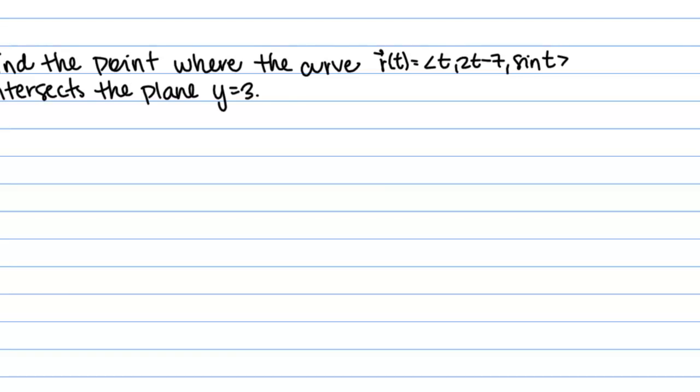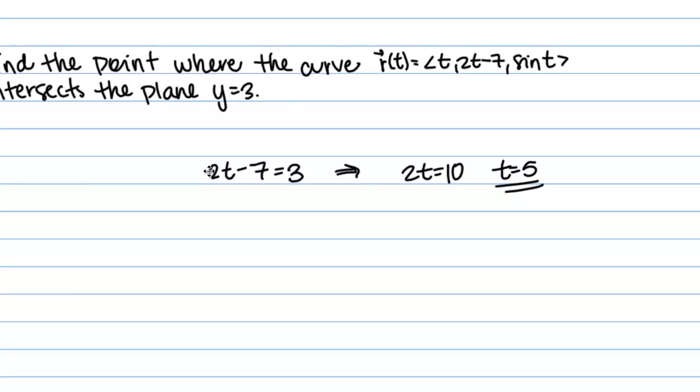So basically what I'm going to do is take the y component of my curve, this 2t minus 7, and set that equal to 3. Okay, and solve it. So I get 2t equals 10, which gives me t equals 5. Okay, and that tells me that when my parameter t equals 5 is when this curve has a y value of 3, which is what I'm looking for.